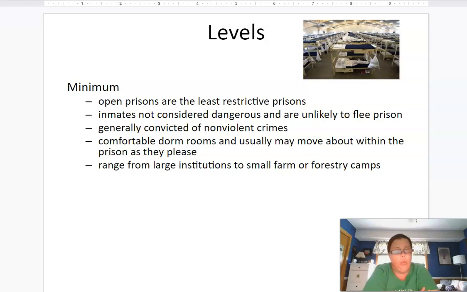Sometimes these are like workhouses where the inmate stays there at night, but during the day they go to work, and then they come back from work and they check in and they stay there overnight. So it might be a work release. They say comfortable dorm rooms, but remember it is a prison. And there's just a lot more opportunity for the prisoners.